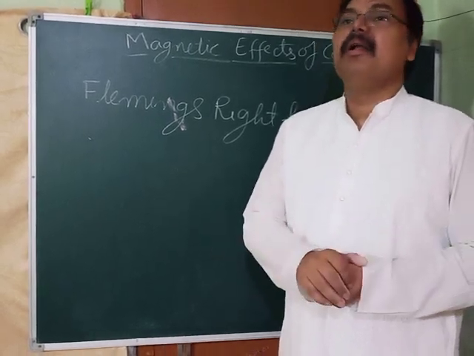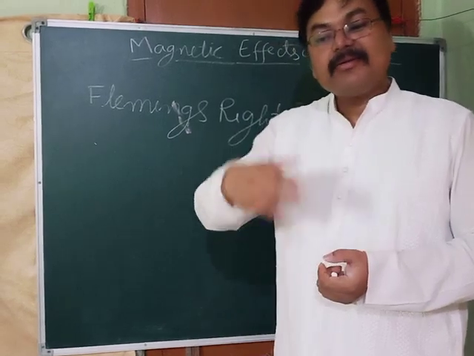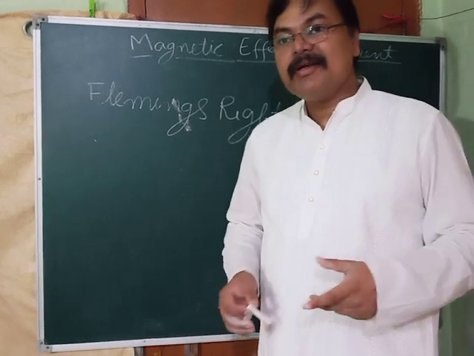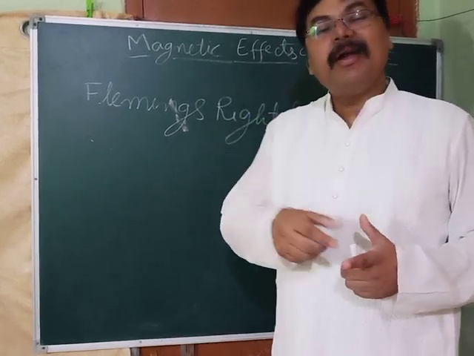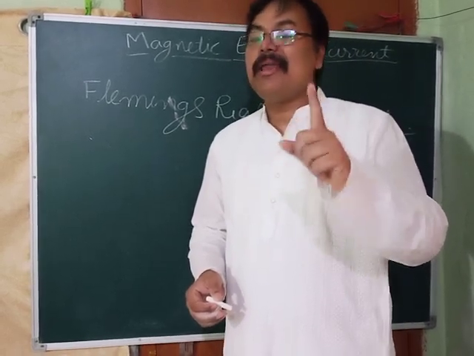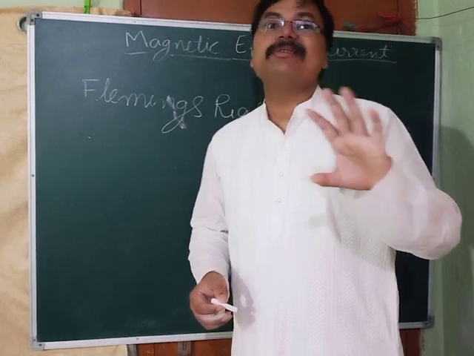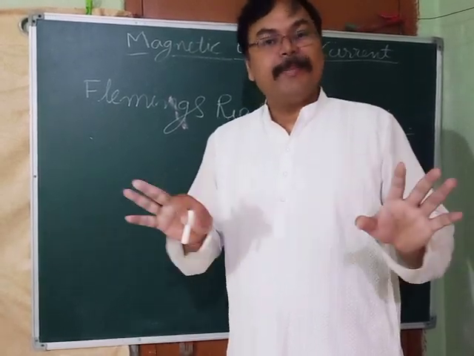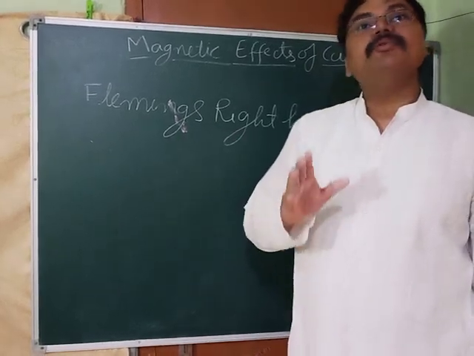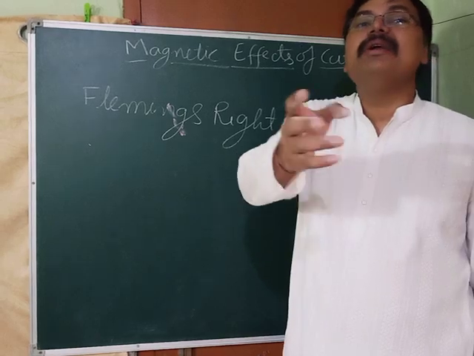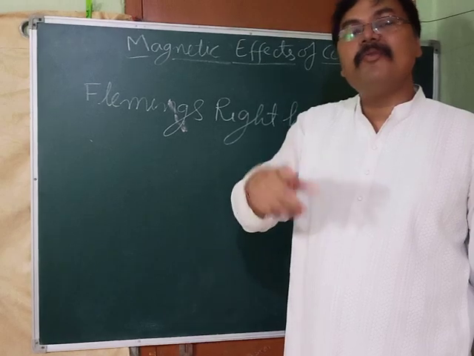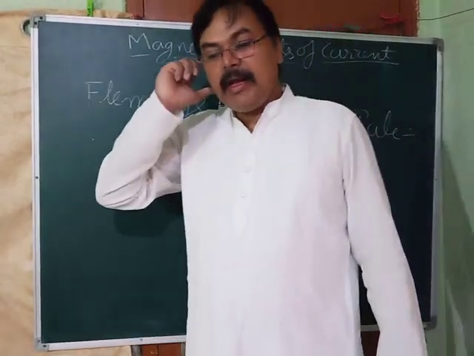Next we have studied Fleming's left hand rule. Fleming's left hand rule is for finding the direction of force acting on a current carrying conductor when it is placed in a magnetic field. Clear? Very nice. Now this Fleming's right hand rule is used to find the direction of induced current. Clear? Now how is it used?